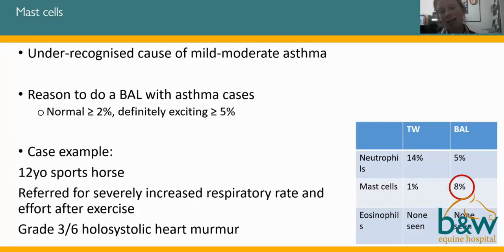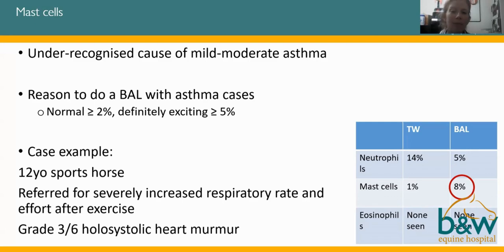So that brings us on to the mast cell discussion. Mast cells, I would say, are definitely an under-recognized cause of mild to moderate asthma. These are the horses that formerly would have been called inflammatory airway disease. These days, it's called mild asthma. For me, they are definitely cases where there's a reason to do a BAL, because you are not going to see these mast cells on a track wash. I'm sorry, it's covering my slide. So you definitely need a BAL to look for these mast cells.